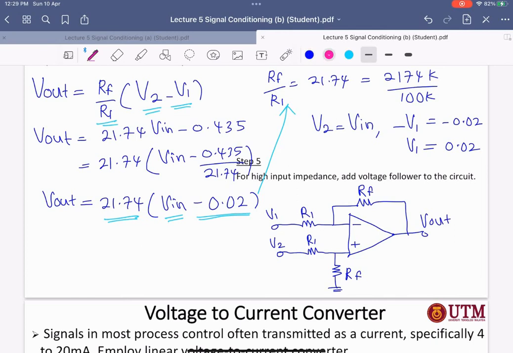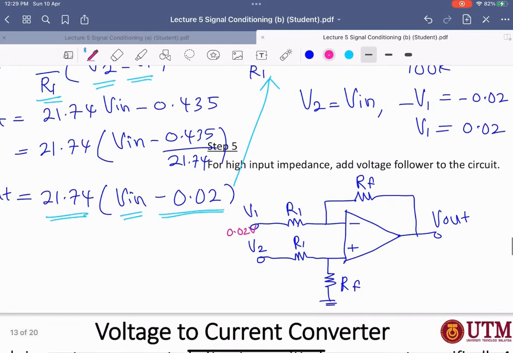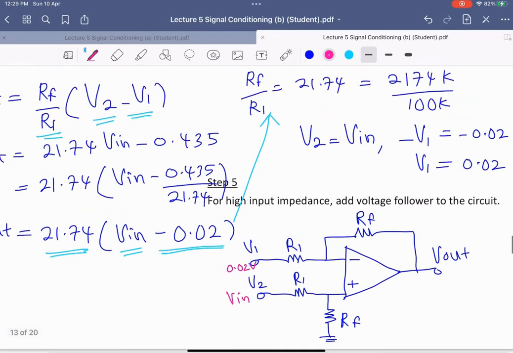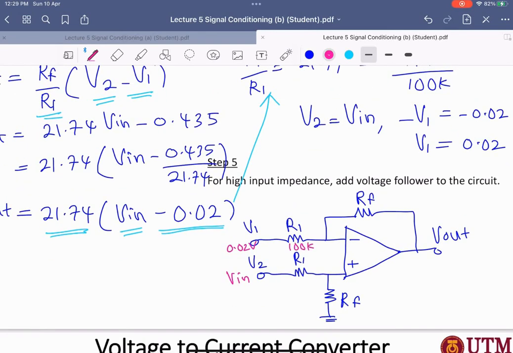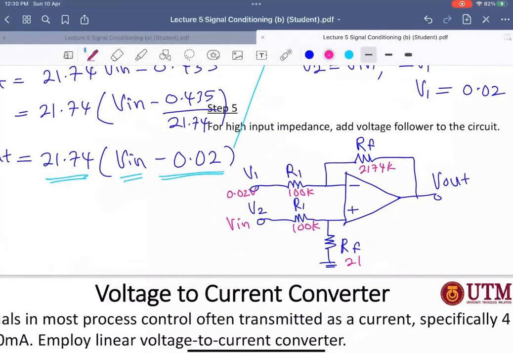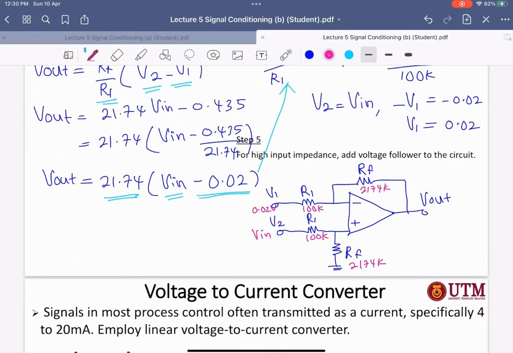So what will be the value? V1 is equal to 0.02 volt. V2 is equal to V in. R1 is equal to 100k. R1 here equal 100k. RF equal to 2174k. RF this one 2174k. Then you will get the output will be 21.74 V in minus 0.435. Okay, all right.